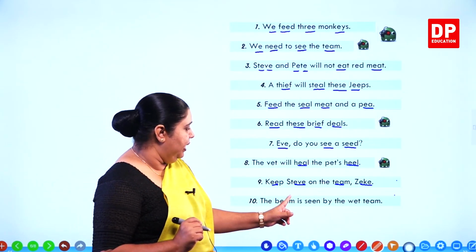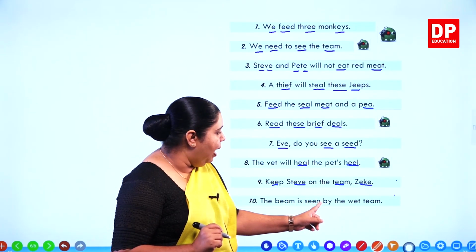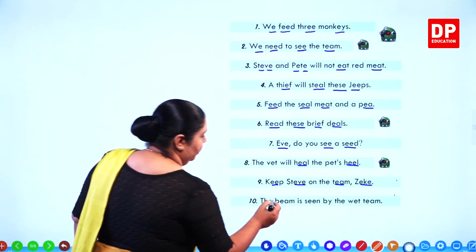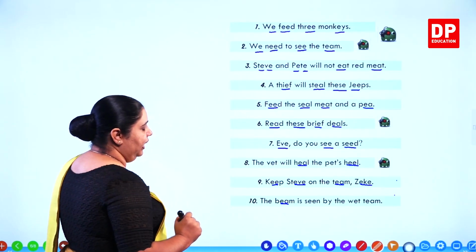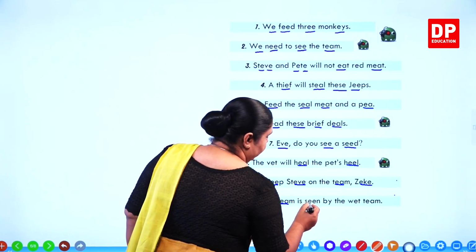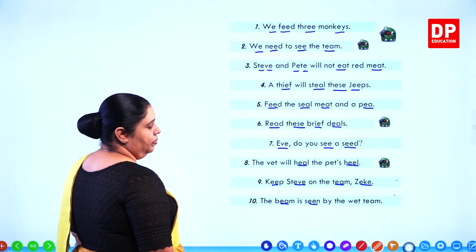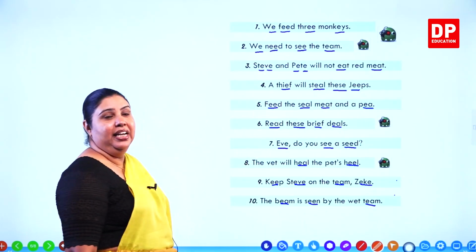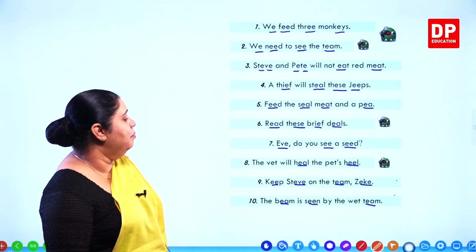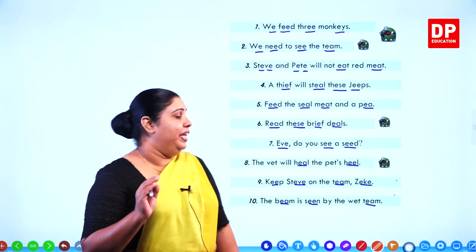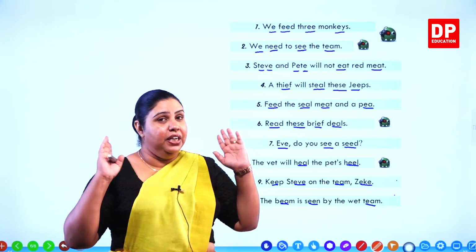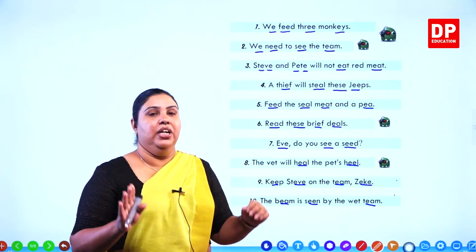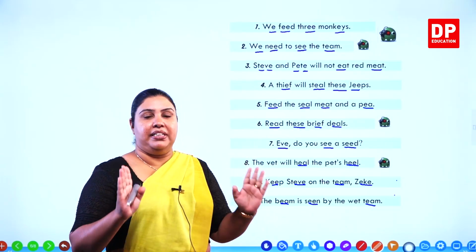The beam is seen by the wet team. The beam. We have the long E. The beam is seen by the wet team. Okay? The beam is seen by the wet team. So we have 10 sentences with the long E sound, the words with the long E sound. I will read the 10 sentences once again.